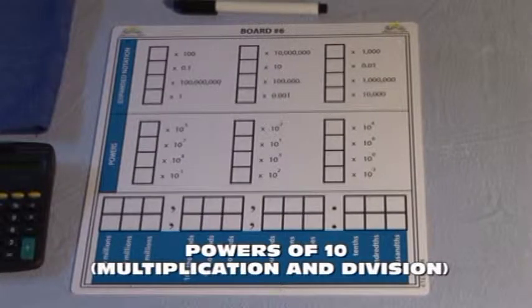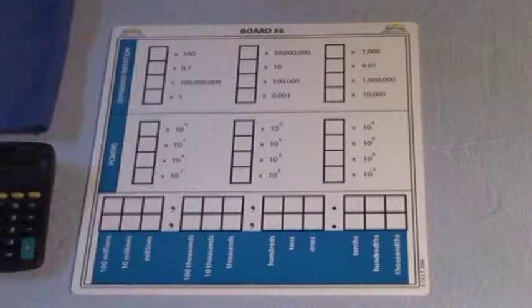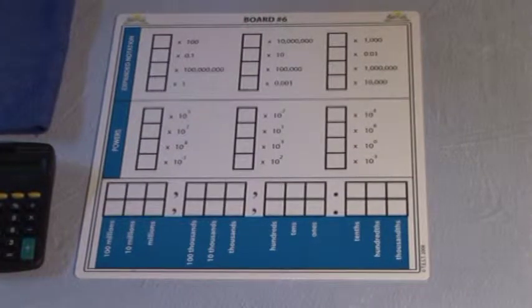This lesson is Powers of 10, Multiplication and Division. It requires board number 6, the calculator, which is optional, and the dry erase markers and the cloth. What we're going to learn about is how to do multiplication and division of powers of 10.